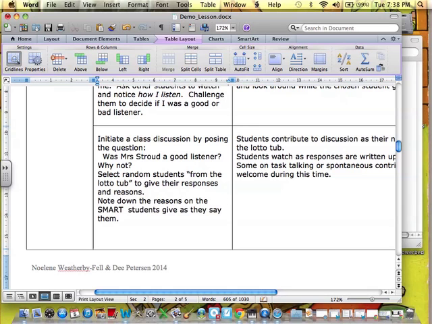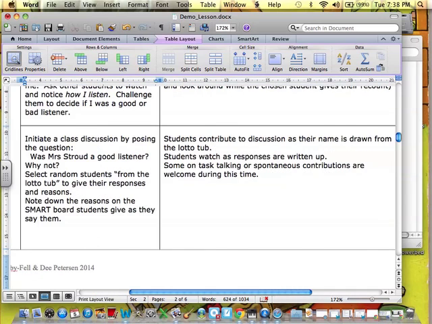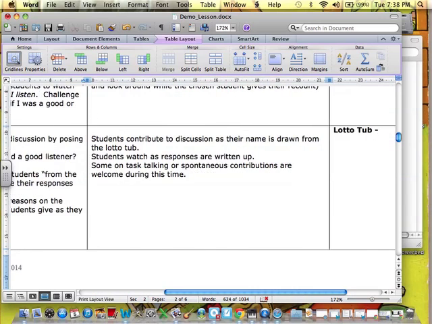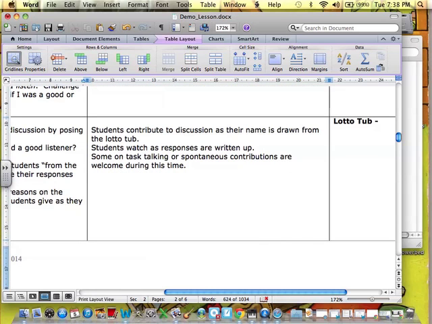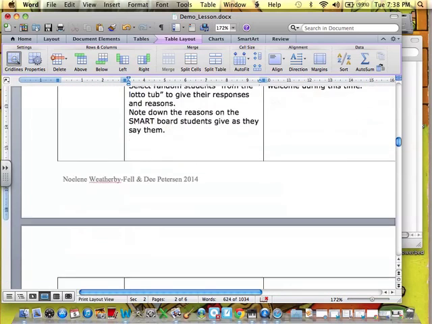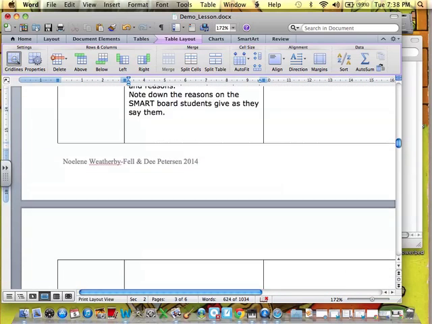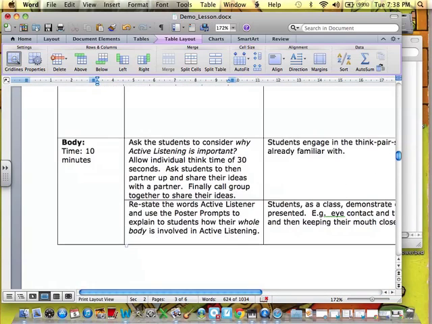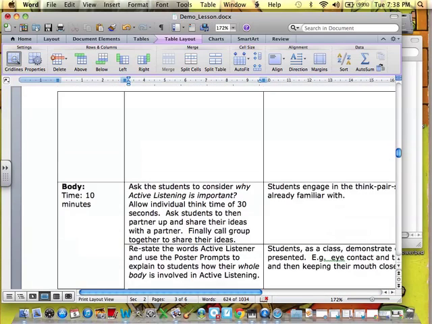Okay, so again, I'll need my smartboard over in my resources. So what are the students doing? The students contribute to discussion as their name is drawn from the Lotto tab. They're watching as responses are written up, and there will be some on-task talking or spontaneous contributions, and I will welcome them at that time. Okay. You'll need to do some formatting with this document. I'll just say that now.